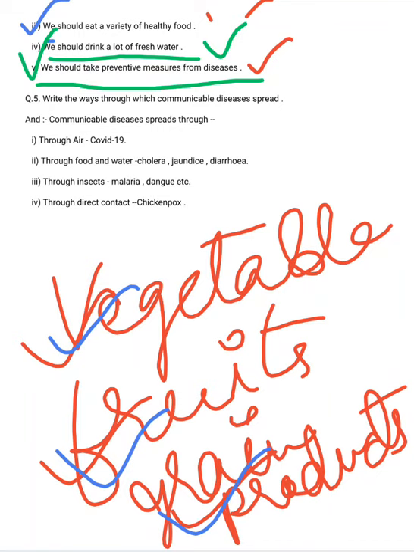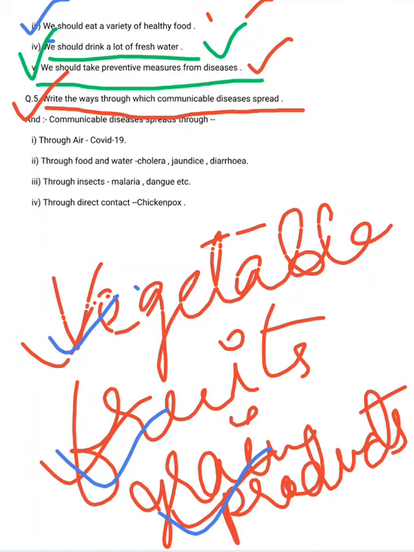So dear students, let's come to the last question. Last question is, write the ways through which communicable diseases spread. এই যিবিলাক communicable diseases হয়, এই communicable diseases বিলাক কেনেকৈ spread হয়? কিহৰ যোগেদি spread হয়? এজনৰ পৰা আন এজনলৈ transfer হয়.